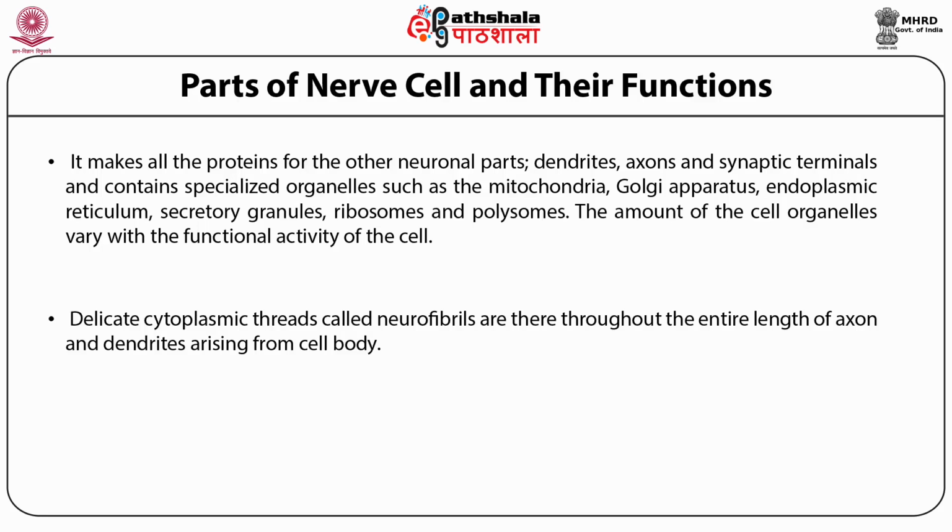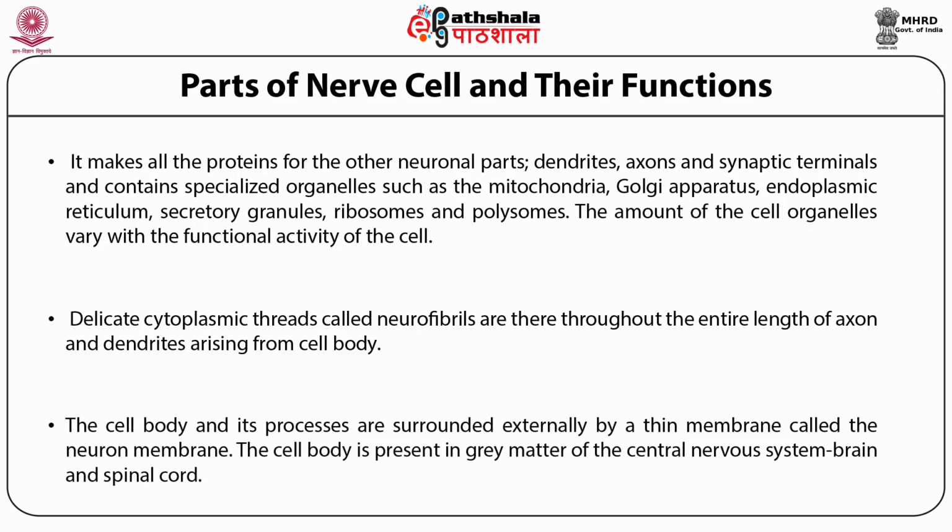Delicate cytoplasmic threads called neurofibrils are present throughout the entire length of the axon and dendrites arising from the cell body. The cell body and its processes are surrounded externally by a thin membrane called the neuronal membrane. The cell body is present in the gray matter of the central nervous system, the brain and spinal cord.